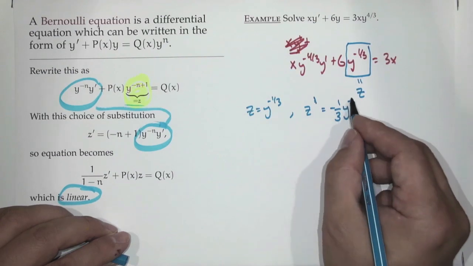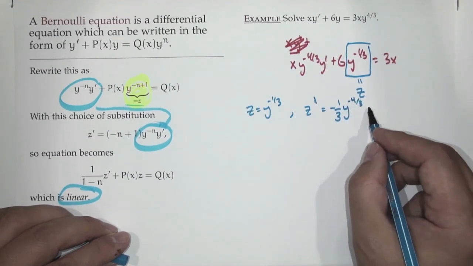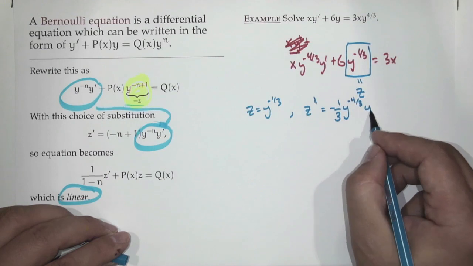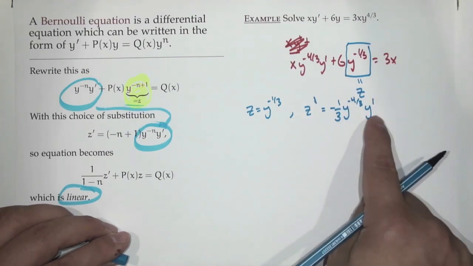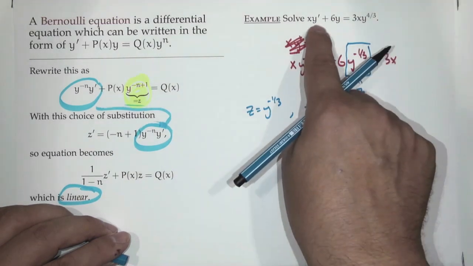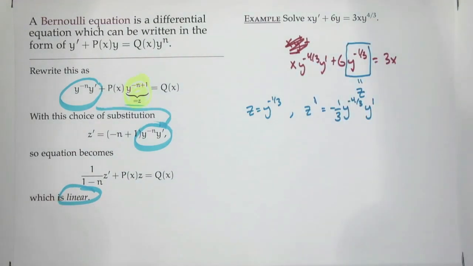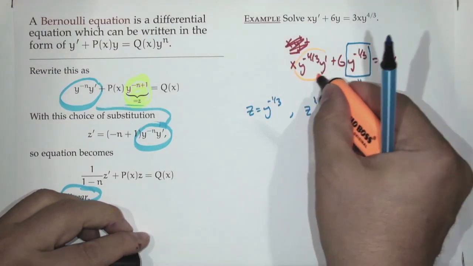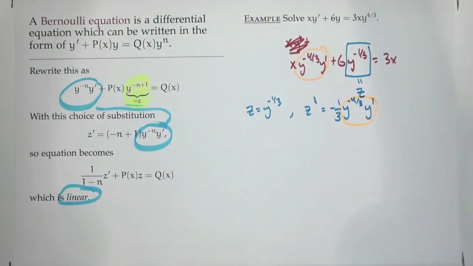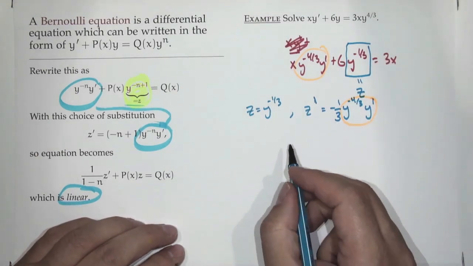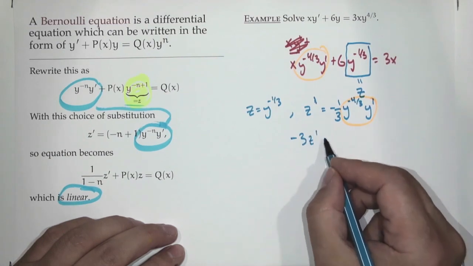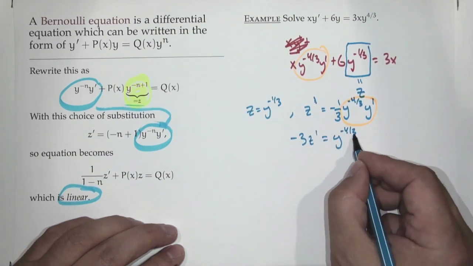Minus 1/3 comes down, y to the minus 4/3, and then chain rule, y prime. Because we're taking the derivative with respect to x. Everything's a function of x, so like dy dx. So x is the function in the background for everything. And we say, oh, well, isn't that rather convenient that this y to the minus 4/3 y prime matches? And so the minus 1/3 goes across. So we have minus 3z prime equals y to the minus 4/3 y prime.